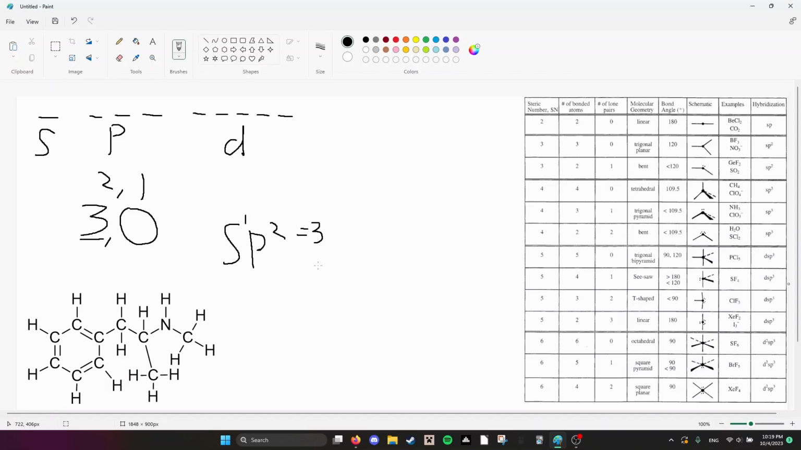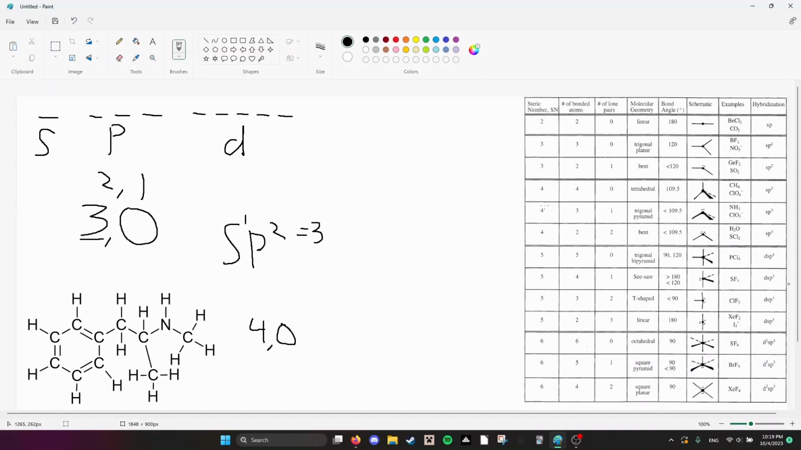Now, this also applies to other atoms in the molecule. For example, let's look at this carbon down here at the bottom. This carbon has 1, 2, 3, 4 things bonded to it. And it has 0 lone pairs of electrons because those 4 bonds take up 8 of them. So we're going to look for steric number 4.